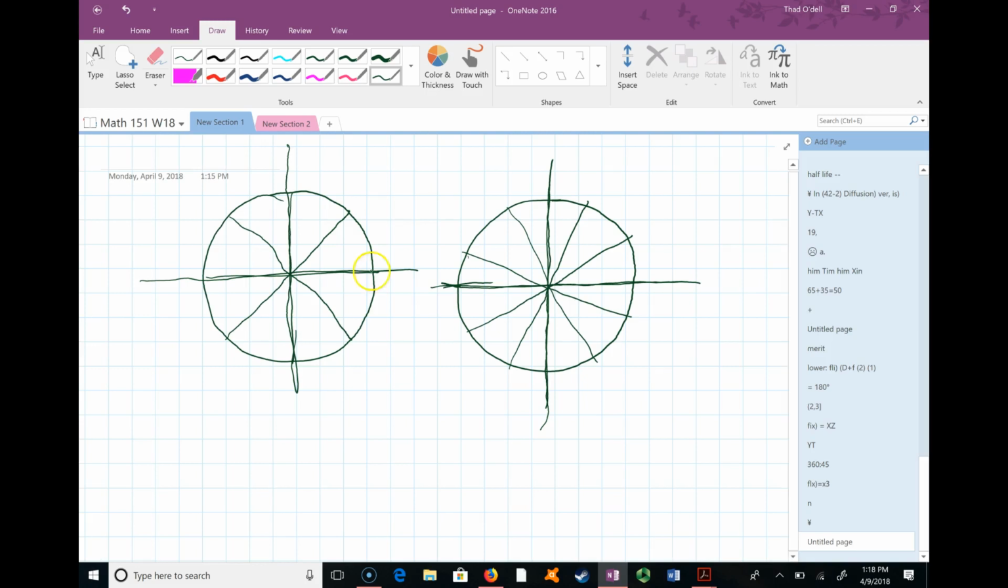5 pi over 4 would be 1 pi over 4, 2 pi over 4, 3 pi over 4, 4 pi over 4, 5 pi over 4. So it'd be right here. That would be 5 pi over 4. So anyway, hopefully you've been practicing that.